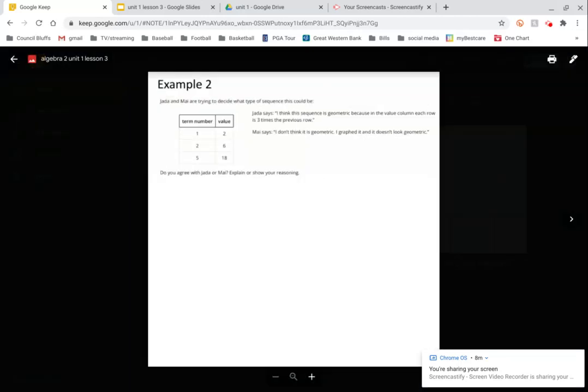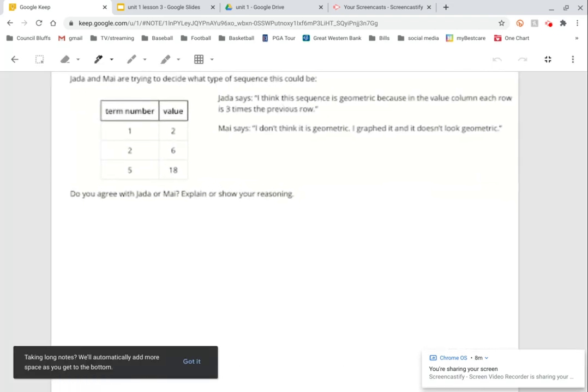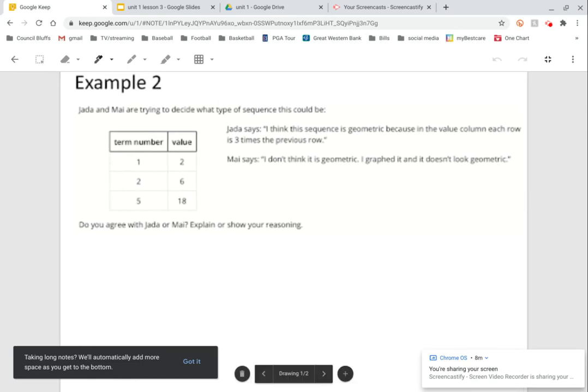Okay. And then let's finish up and look at the second set of examples here. Jada and Mai are trying to decide what type of sequence this could be. Jada says, I think this sequence is geometric because the value in the value column, each row is 3 times the previous row. Mai says, I don't think it is geometric. I graphed it and it doesn't look geometric. Do you agree with Jada or Mai? Explain or show your reasoning.